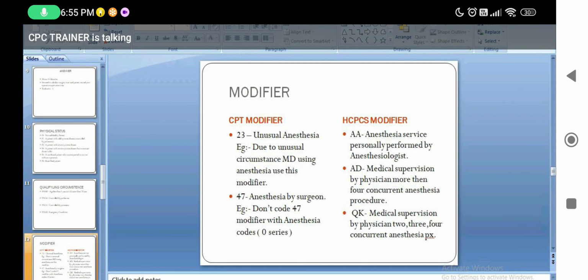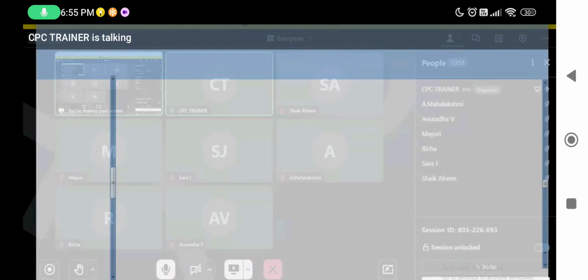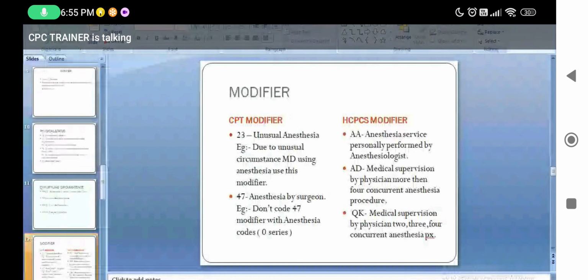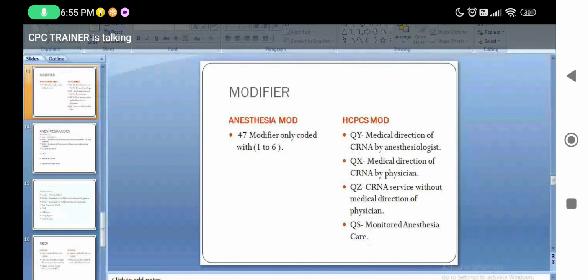And then this 2 modifier is optional only, guys. It's not very important, but you have to know what is AD and what is QK. Thank you so much. Next, 3 modifiers: QY, QX, QZ.